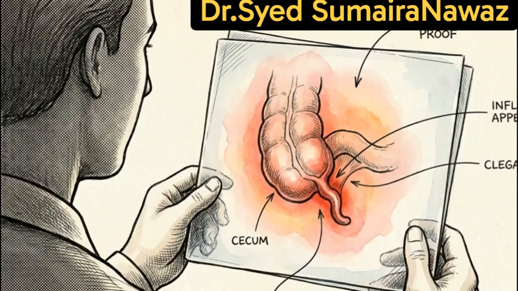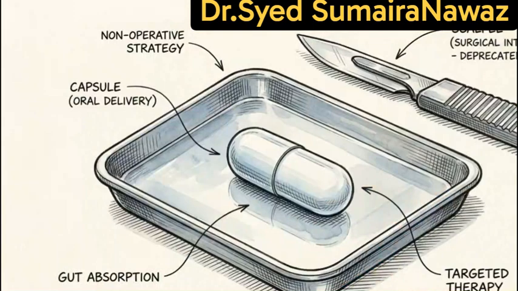Across both pediatric and adult cases, radiological imaging shifts the clinical process. It moves the diagnosis from a probabilistic score to definitive anatomical proof, which is the absolute prerequisite for considering non-operative treatment. Non-operative management, or NOM, is the strategy of using targeted antibiotic therapy to resolve uncomplicated appendicitis without surgical excision.